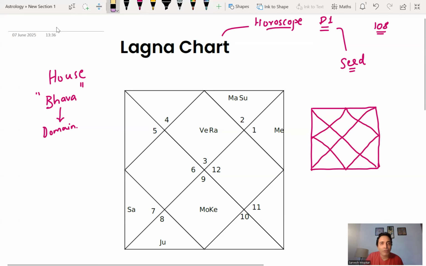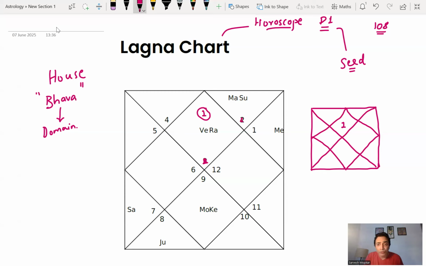Okay? And focus on these numbers that I draw. So this is house number 1. This is the first house, the first square that you see over here. This is the first house. All right. As I said, ignore these numbers. Don't have to bother about these numbers. Forget about it.